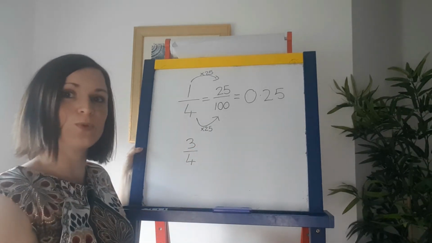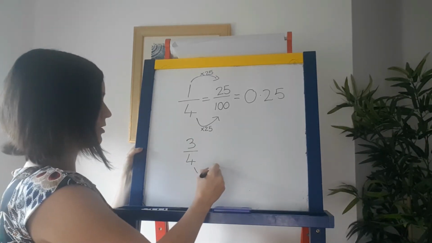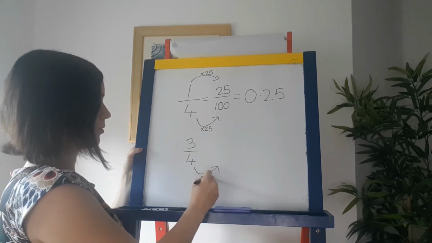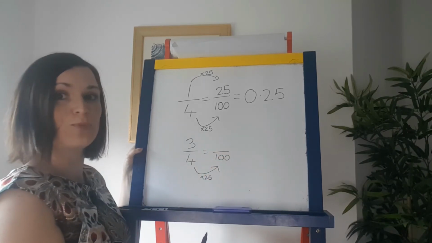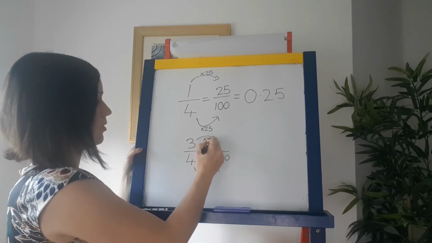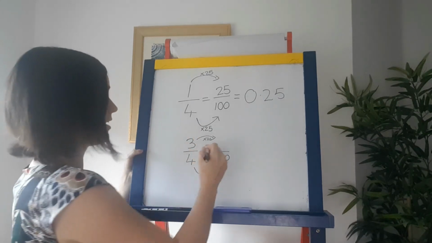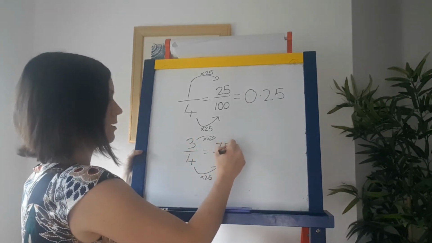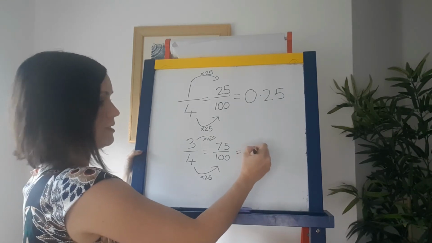So having done 1/4, now let's do 3/4. So we already know to multiply by 25 for our denominator on the bottom, and that gets us 100 on the bottom of our fraction. So we do the same to our top. 3 times 25, 25, 50, 75. 75 hundredths as a decimal fraction is 0.75.